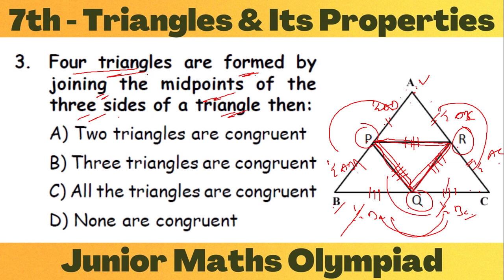If you compare these 2 triangles, then as per SSS congruency, side congruency, all sides are equal. So these 4 triangles will be congruent. So the answer is: all the triangles are congruent. That will come.